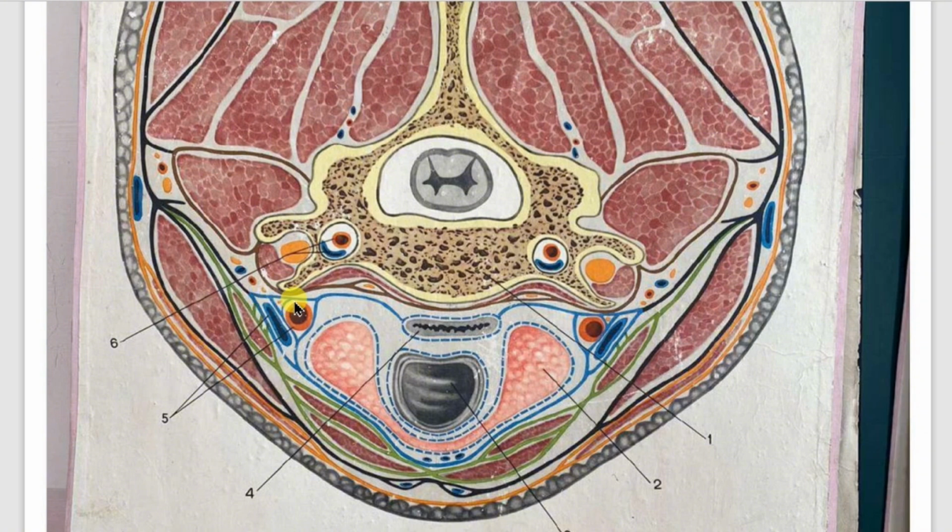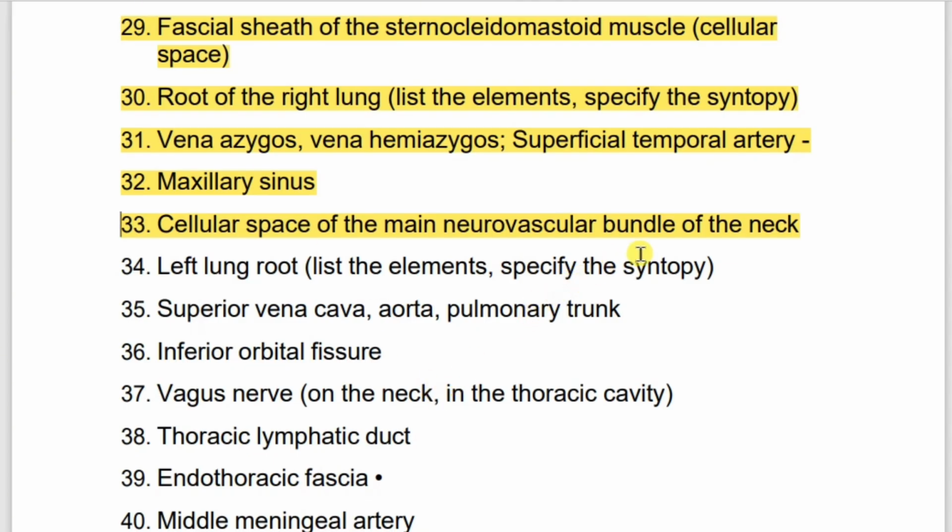It surrounds the neurovascular bundle. It's the cellular space, you can say. And the cellular space is surrounded by what? The fourth fascia of the neck, which is called the endocervical fascia. So the next structure we have here, the left lung root.